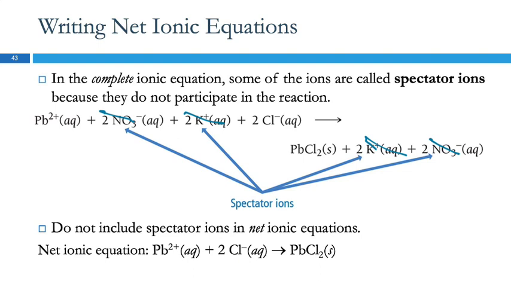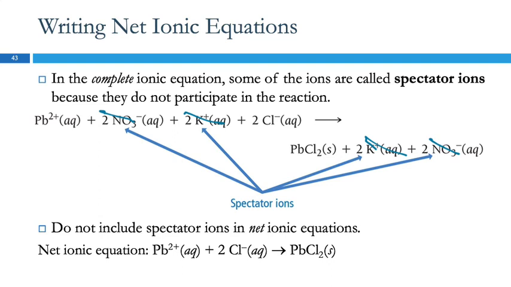So to write the net ionic equation, we're only going to write the things that actually underwent a chemical change. These guys didn't, so we're going to copy down the things that underwent a change. So we've got the lead 2+, and we've got 2 chlorides, and then we've got the PbCl2.